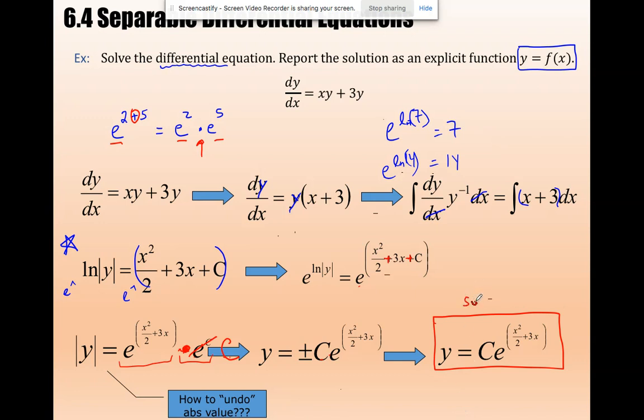That is the solution, the general solution, right? Because I haven't solved for this constant. So maybe C is 2. If you don't believe me, can you take the derivative? Hey, let's check our work.